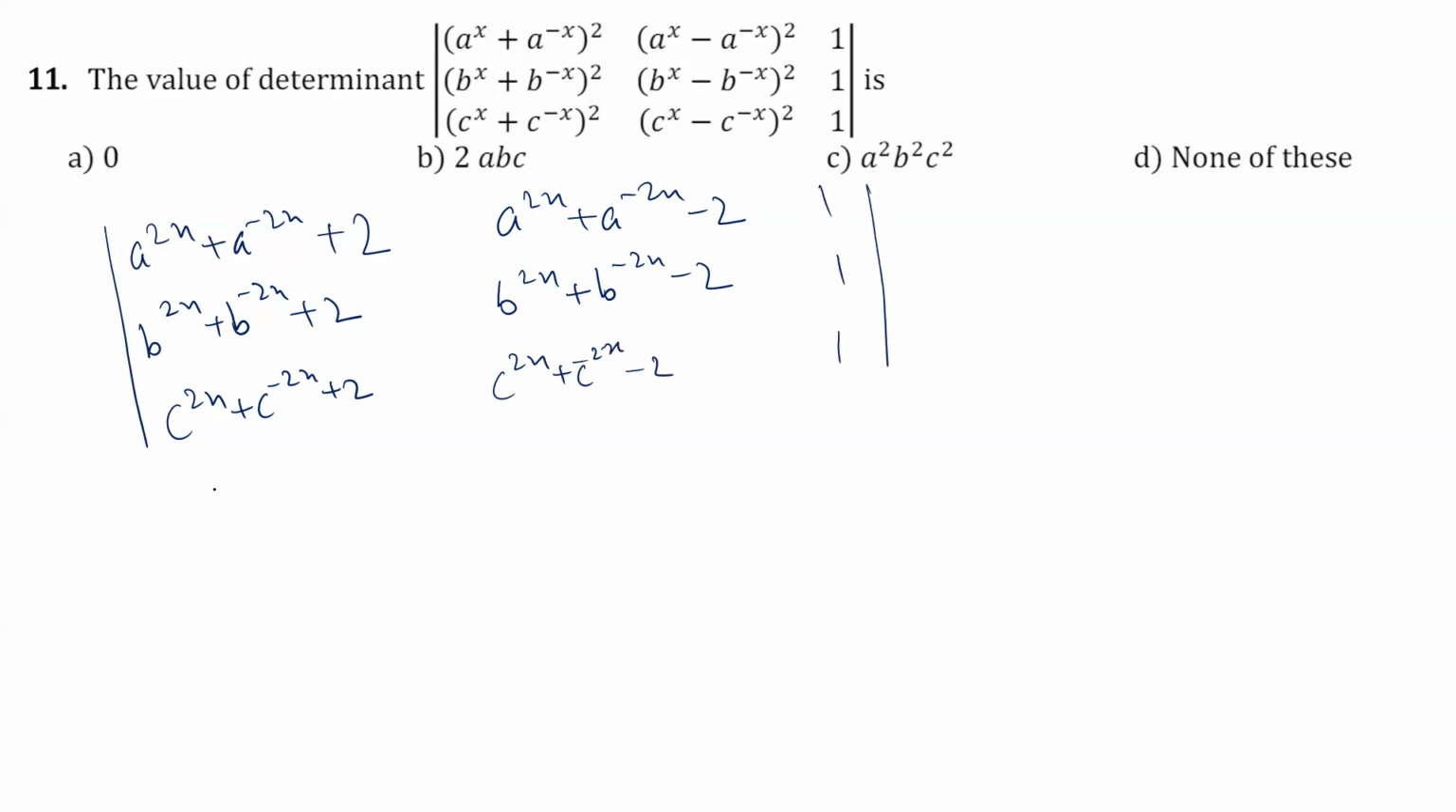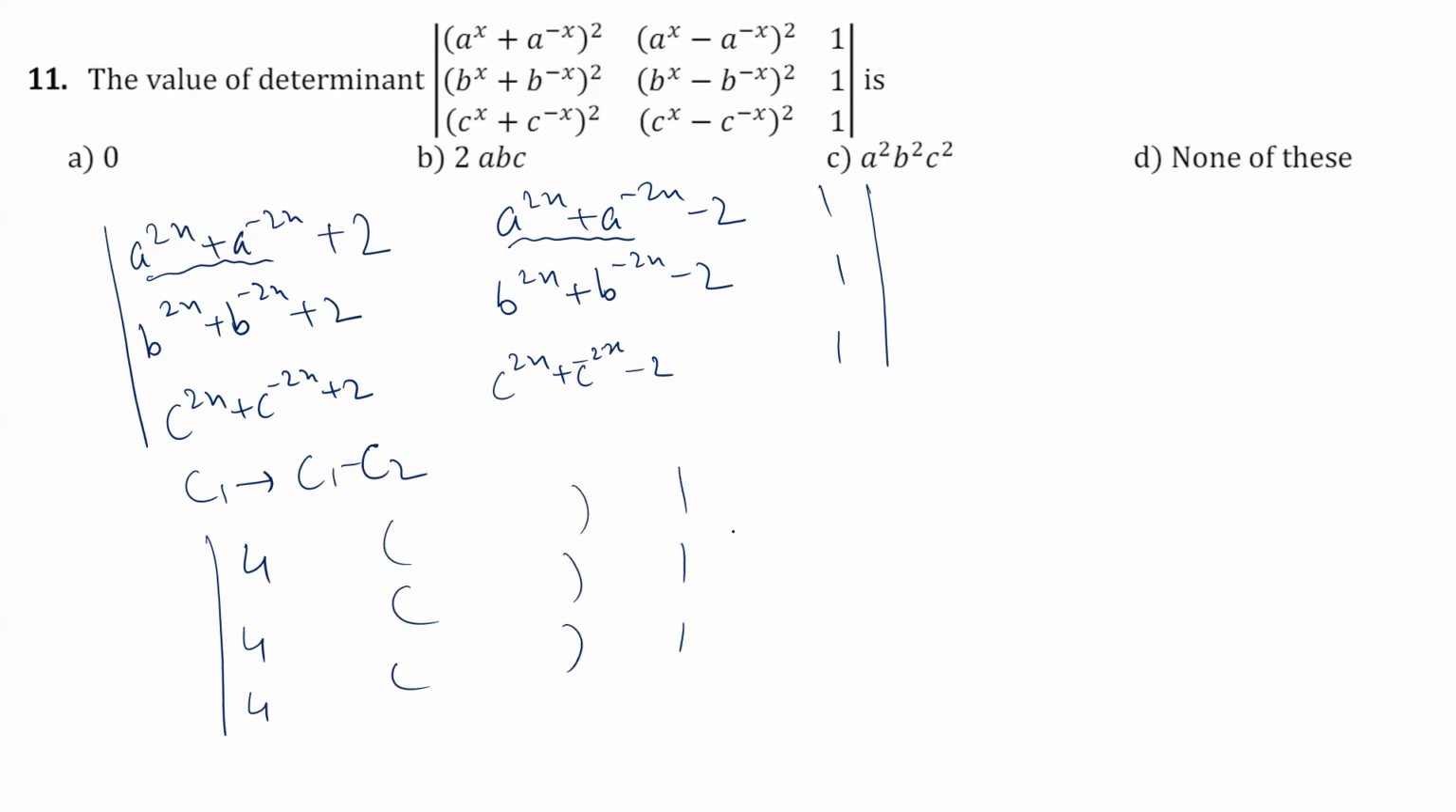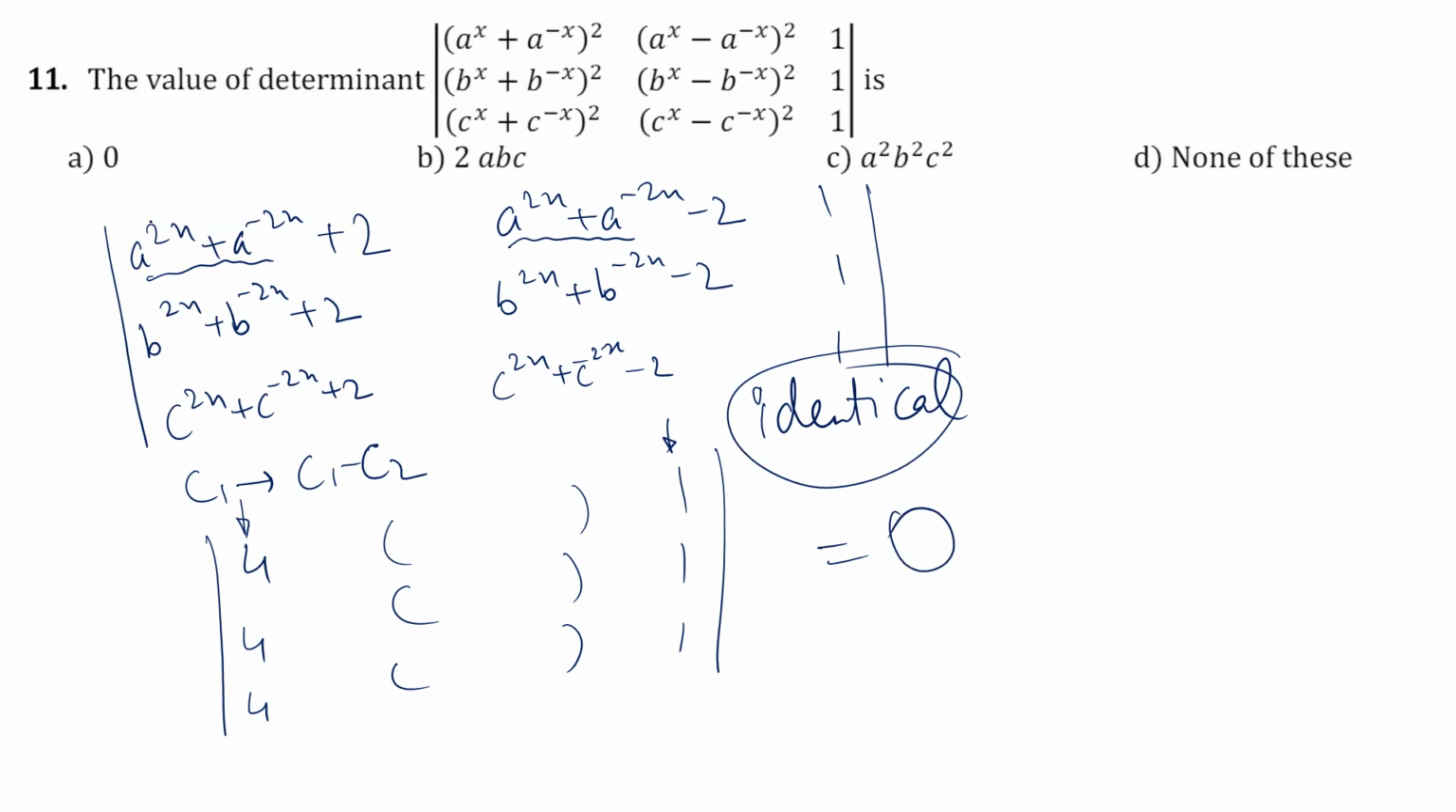Okay. And if you now do this simple column operation, C1 goes to C1 minus C2, you will observe that in column 1, these terms get cancelled, and 2 minus minus 2 will be 4. Here also 4, here also 4. Second column, you don't even need to write again. You can just notice that first column and third column are identical. And if any two rows or two columns are identical, equal or proportional, then the determinant value is 0. So the answer is 0.